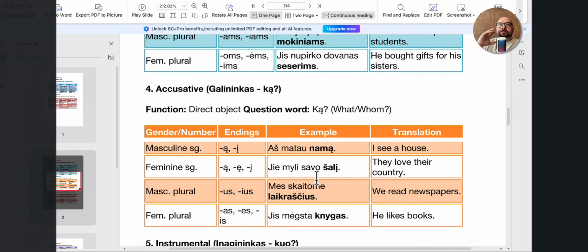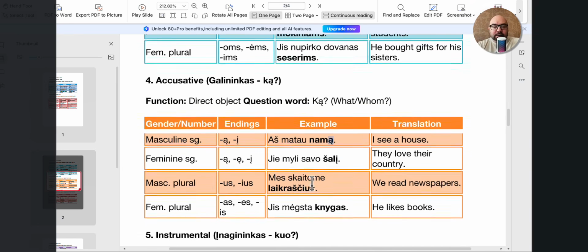It's a kind of difficult difference. I will be talking more about this in future lessons, but basically the accusative is the direct object of the sentence. What or whom, for example, aš matau namą, right? I see what? I see a house. Namą, we have this nasal a ending, right? Jie myli savo šalį. They love what? They love their country. Direct object of the sentence, right?